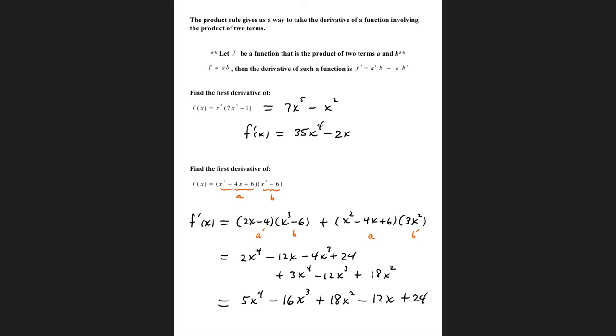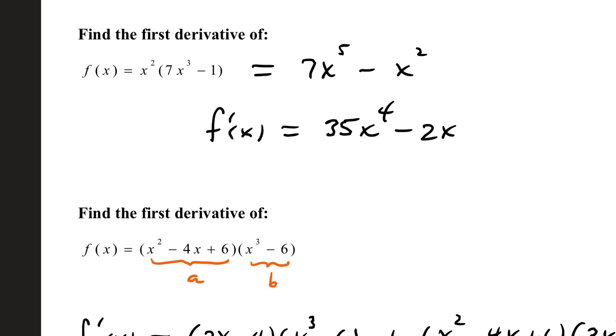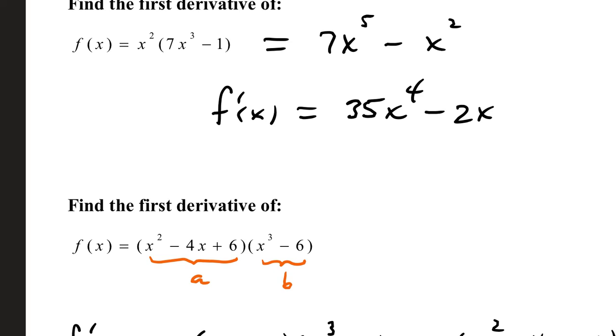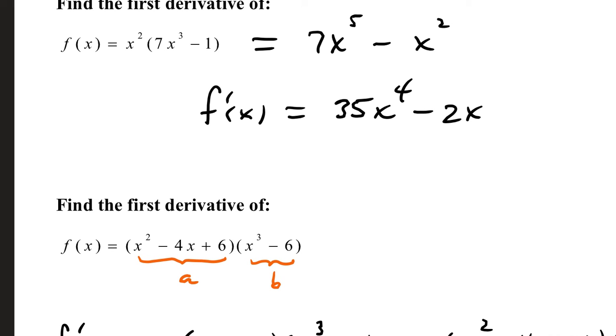A few extra examples of product rule. Now these, when we did them in class together, you guys chose to multiply first, then take the derivative. And on this example, that was very wise: 7x to the 5th minus x squared. Then those two terms, you can take the derivative using power rule: 35x to the 4th minus 2x. That was a good choice.